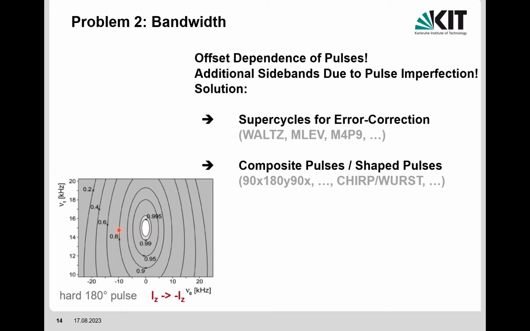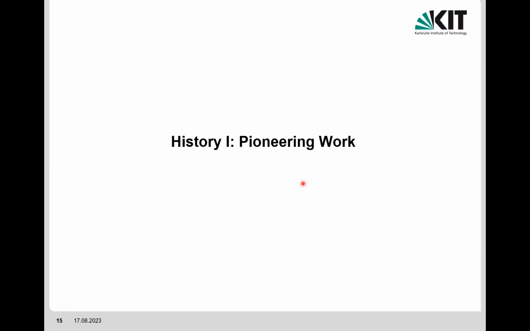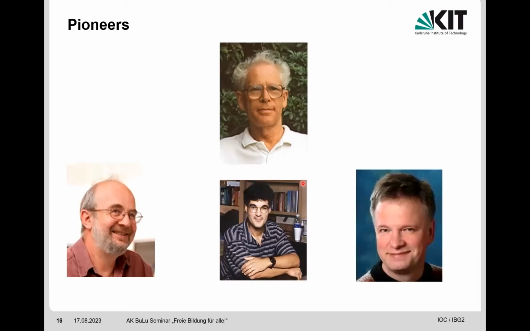Everything I showed you so far was the on-resonant case. But in a real case, we have a quite large spectral width to cover, especially if we want to decouple nuclei like carbon, or when we think of fluorine, then it's even worse. So for this, supercycles and composite pulses were developed to deal with it, and we will get into this now a bit. So let's look at the pioneering work, what has been done historically. There are these 4 persons that are quite central in the development of the early ways.